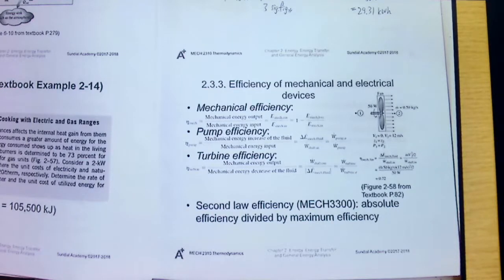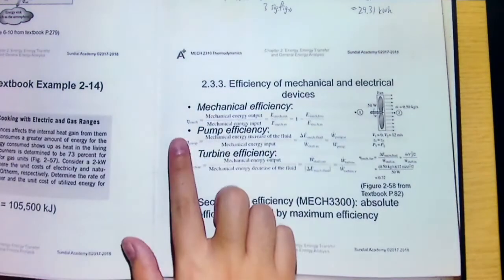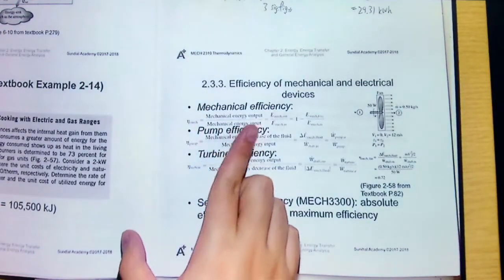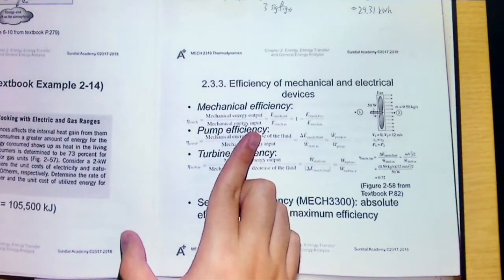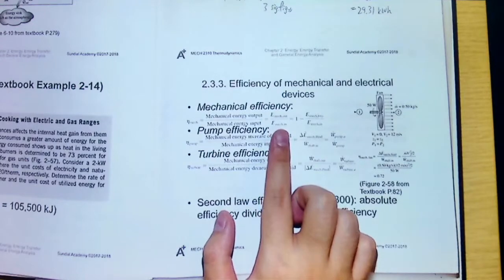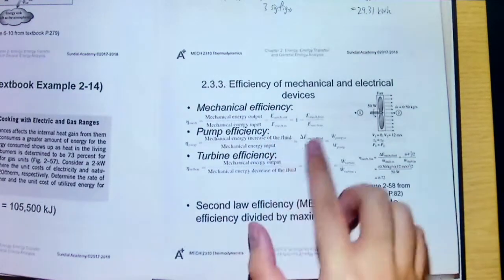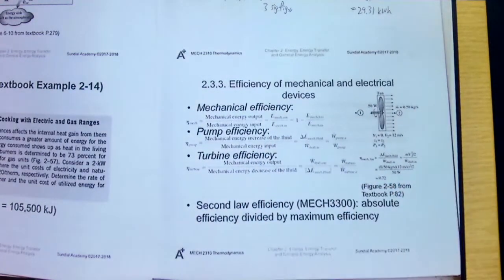For example, an electric motor supplies shaft work to a fan to motivate the fluid. If there are no energy losses, all of the shaft work can be converted to the mechanical energy supplied to the fluid. Therefore, the mechanical efficiency is given by this: mechanical energy output divided by the mechanical energy input. And sometimes we can write it as 1 minus the mechanical energy loss divided by the mechanical energy input.